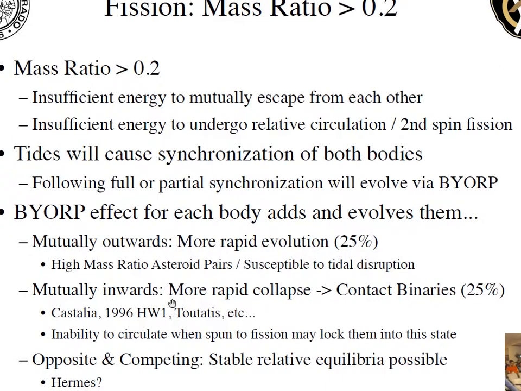And when this binary YORP effect kicks in, we can have several different outcomes. They can migrate mutually outwards. They can migrate mutually inwards. They can even form stable relative equilibria. In a paper we just had with a postdoc of mine, Alex Golubov, we were able to show that these are possible for some outcomes.